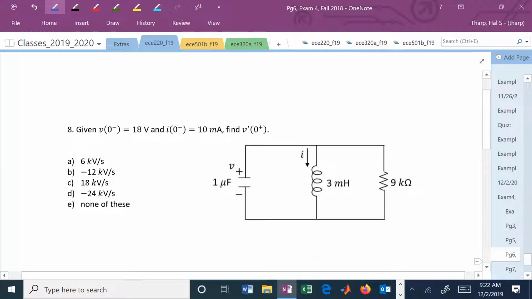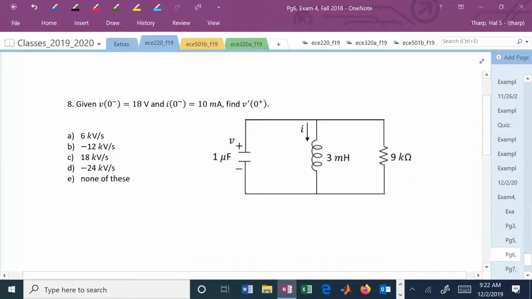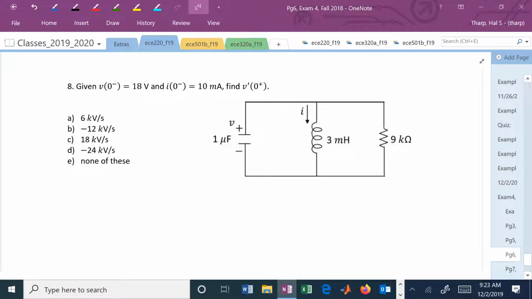All right, we're jumping around. We're doing our calisthenics today.